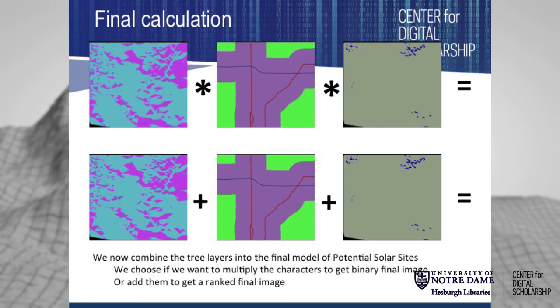So there are two different things we can do now for our final calculation. If we multiply these three layers together, we're going to get something that's either 0 or 1. If something's 1 in one layer and 0 in the other two, it's going to become a 0. If it's 1 in two layers and then 0 in the last layer, it's still going to become a 0. So it's either suitable or not. Or we can add them together and sort of have a ranked view of if it's a 3, then it's really suitable, it hits all three of the characteristics. If it's a 2, it hits 2 of them. If it's a 1, it hits none of them. So let's look at what both of these might look like.